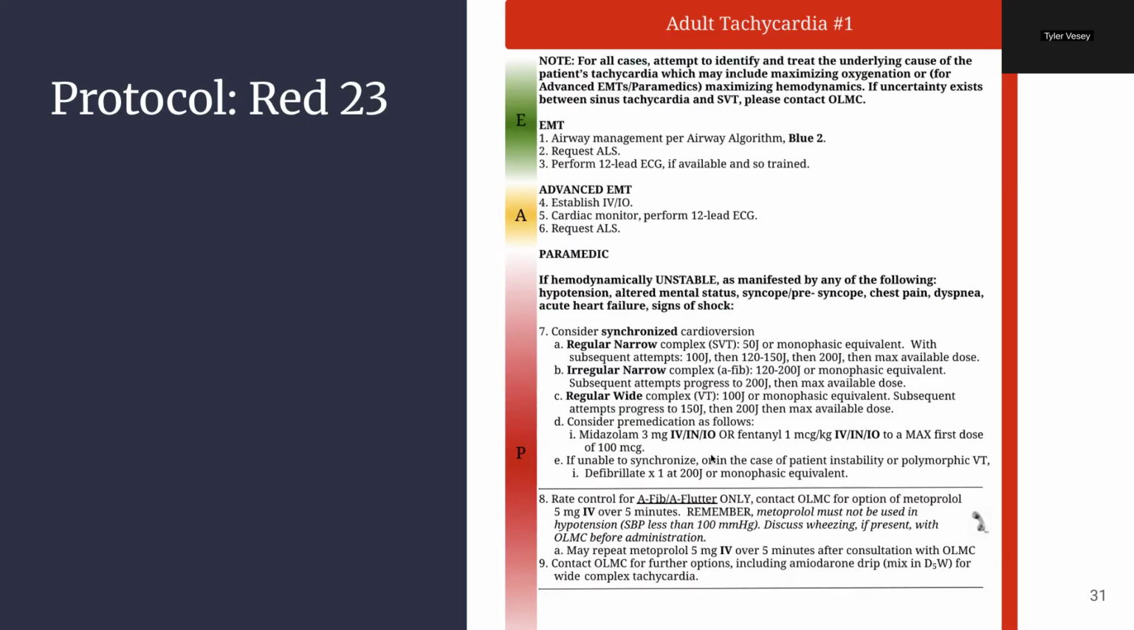If you are unable to synchronize, so that R wave just will not sense and you can't get the sync marker, or the patient is incredibly unstable, or it's polymorphic VTAC, which you're not going to be able to sync, you defibrillate once at 200 joules.